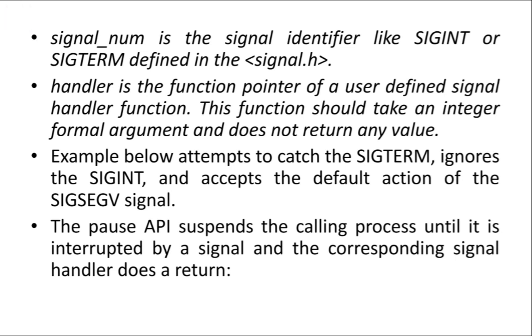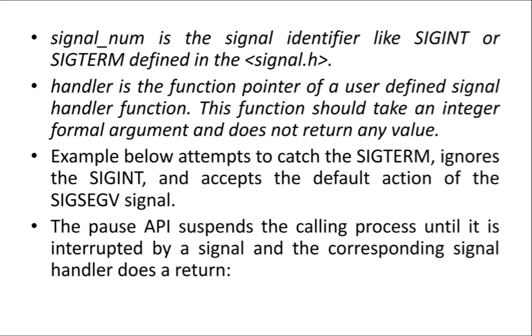So here I am going to explain the example. This example attempts to catch the signal SIGTERM, ignores the signal SIGINT and accepts the default action of the SIGSEGV signal. If you want to know more about SIGTERM, SIGINT, you can refer to the video Introduction to Signals in the playlist Unix System Programming. It is very simple. This program will first attempt to catch the signal SIGTERM. It ignores the SIGINT, but it will accept the default action of the SIGSEGV signal. Three different signals we are going to see in this program: SIGTERM, SIGINT, SIGSEGV.